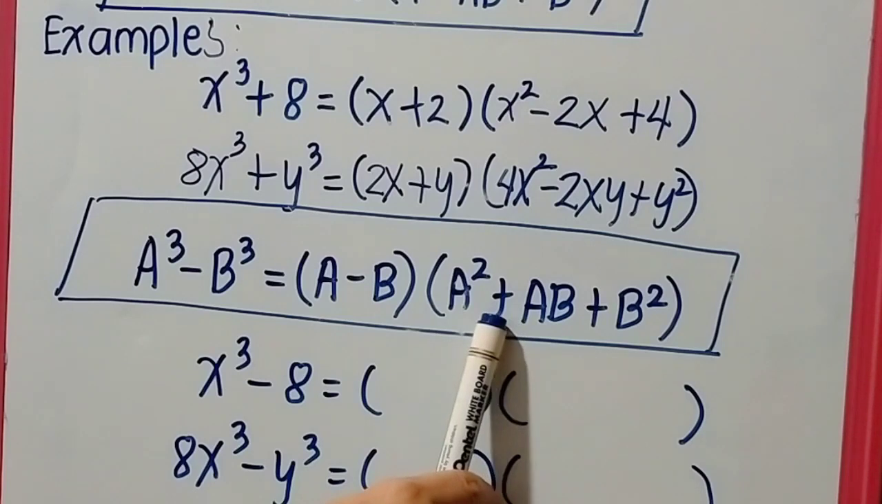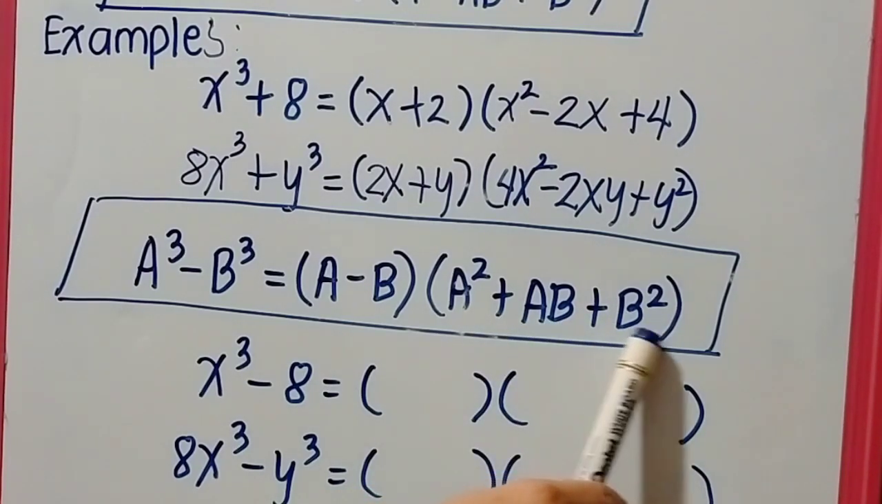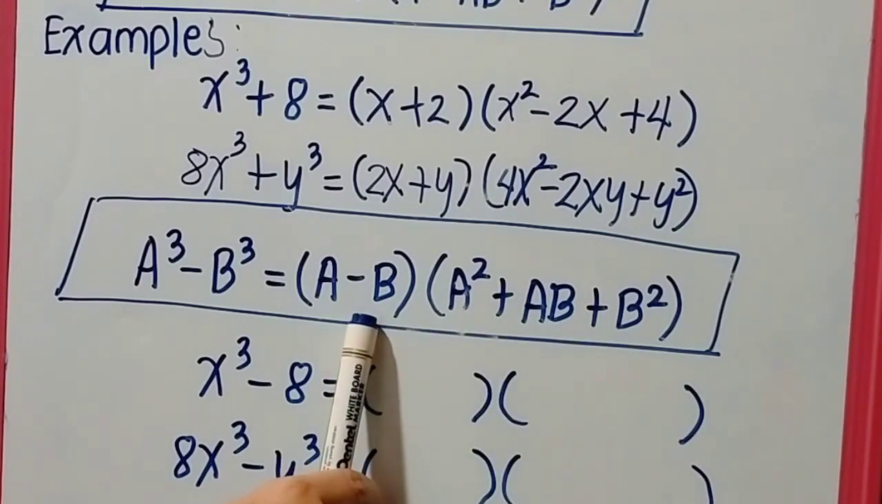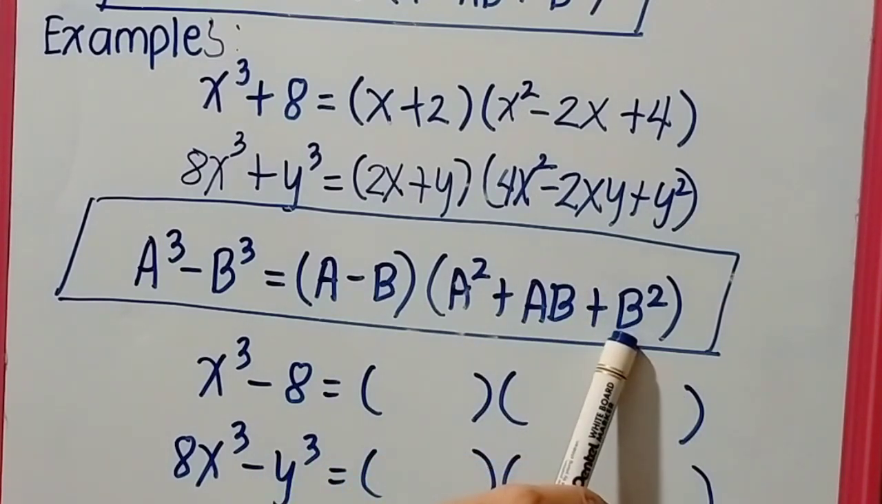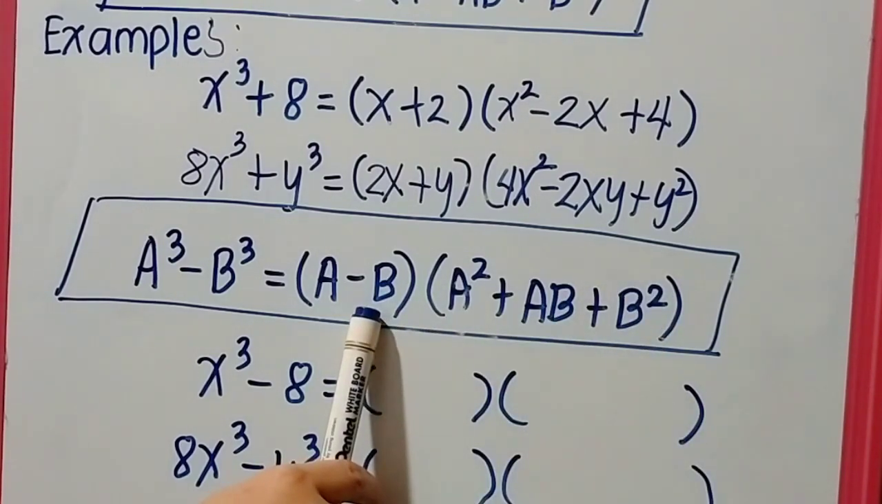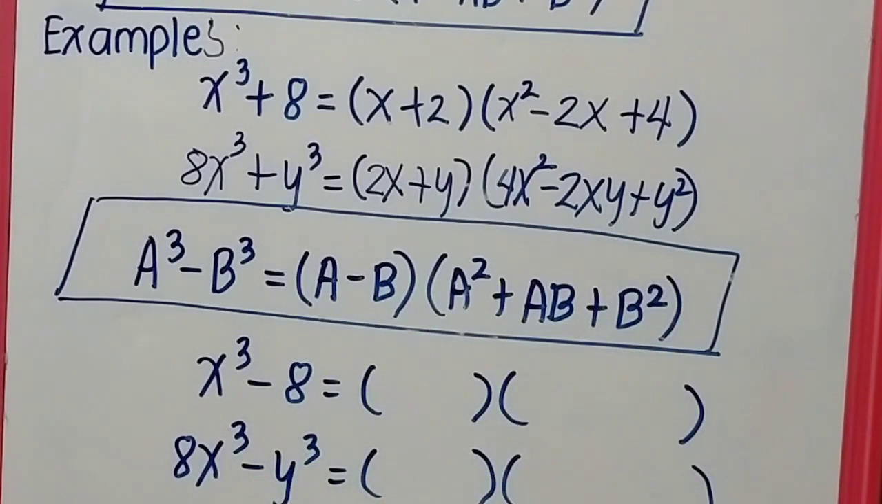That's why we have positive ab. And the last term will be negative b squared, which is positive b squared. Negative b times negative b will give us positive b squared. So let's take this example.